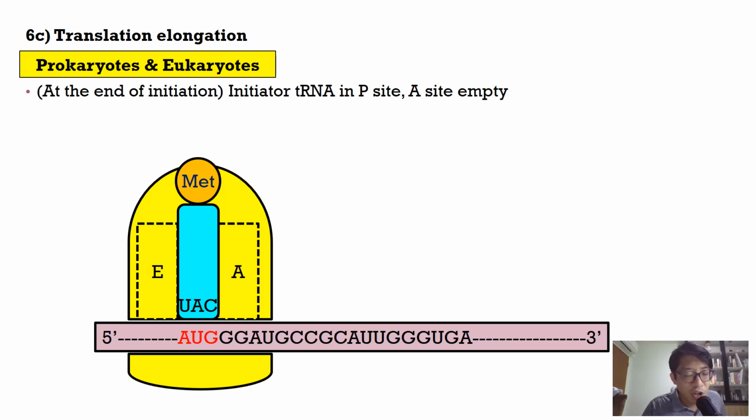Alright, so at the end of initiation, when the initiation complex is formed, the initiator tRNA, the tRNA carrying the first amino acid, whether it's methionine or formylmethionine for the prokaryote, would be found at the P site. The A site would be empty, and the A site is positioned at the next codon on the mRNA, right?